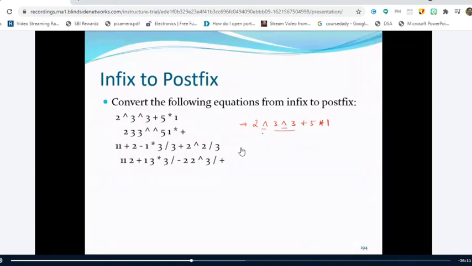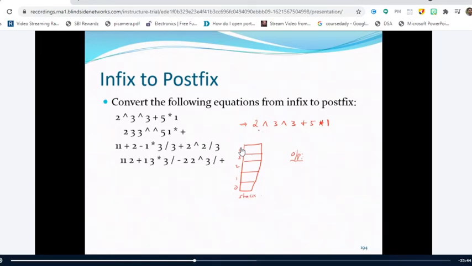Again, I'm not going to explain it with the tabular form. This is something you have to do as an exercise, right? So what you have to do, I'll just take the stack contents and the output. Just take the stack size as 5. And this is the stack.